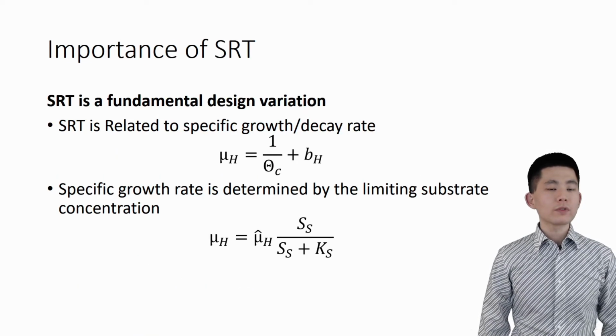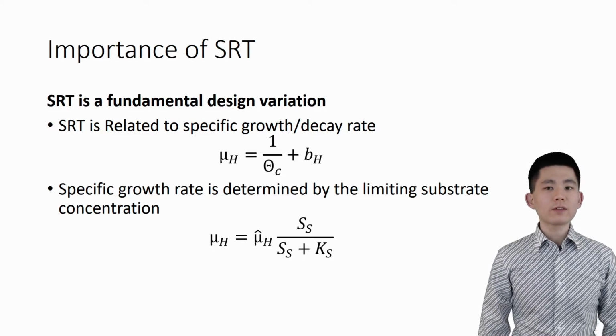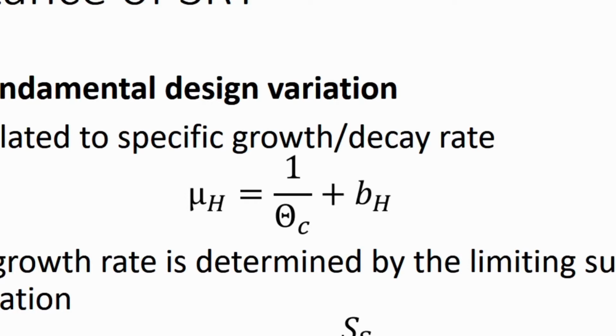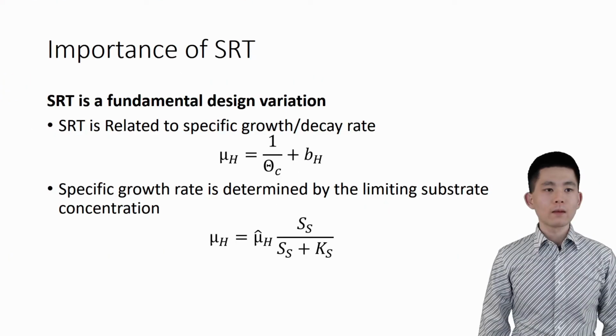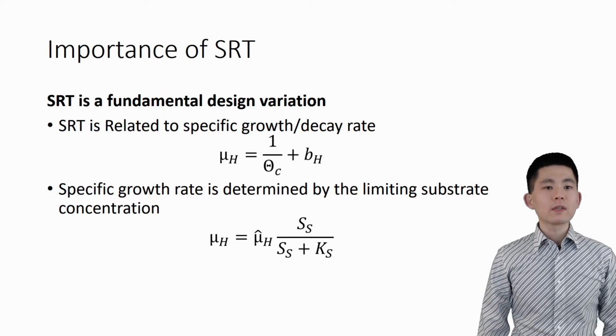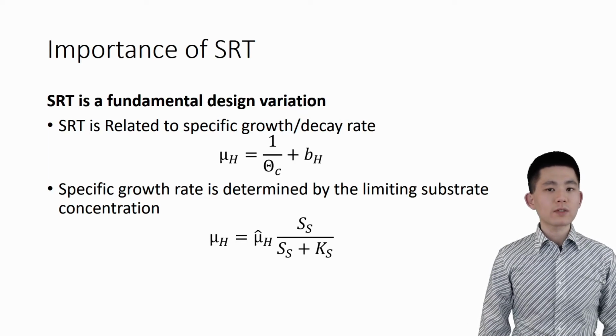From the results of all previous mass balances, we have learned that SRT determines the reactor performance, and therefore is a fundamental design variable. It is related to specific growth rate and specific decay rate. Therefore, it influences the biomass growth, substrate consumption, wastage, and oxygen supply for aerobic systems.